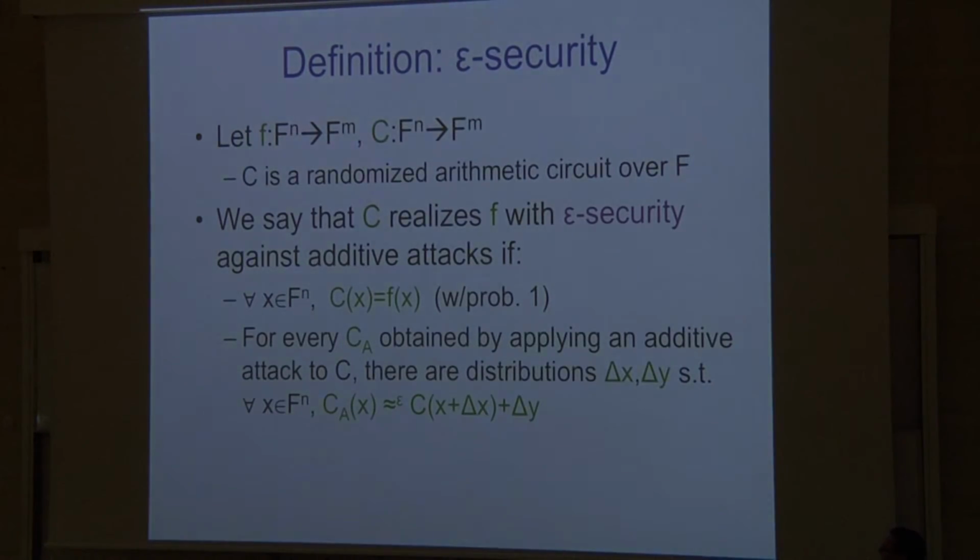And second, for every CA that's obtained from C via an additive attack, we have some distributions delta X, which is what we add to the inputs, and delta Y, which is what we add to the output, such that the output of the attacked circuit is like, that's the ideal model. Right, C, I could write F instead of C, it's the same.